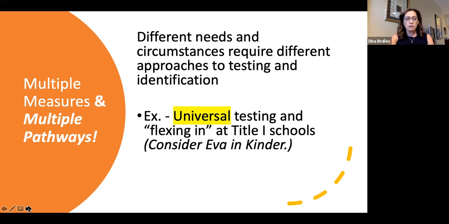So what I want to do, in addition to the universal testing, which Kim just described, we also have to have more of a continuum of services. And so what I do in my district is we flex these students in at our Title I schools. So you can go to the next slide.